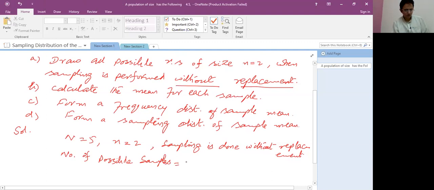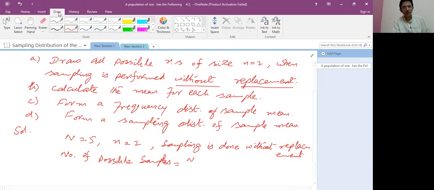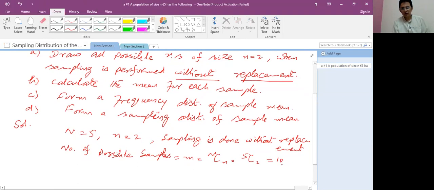is equal to m, small m, which is equal to N combination small n. That means N is 5, small n is 2, 5 combination 2. With the help of a calculator, there are 10 samples. So it means we will draw 10 samples.